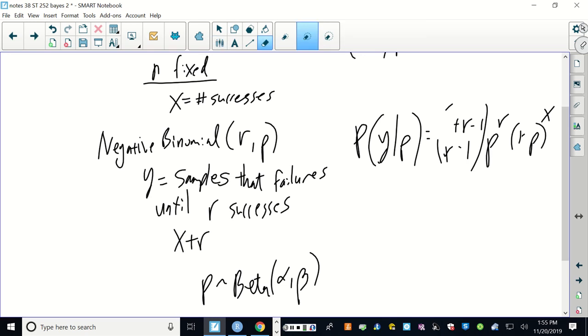This is the Y, and this is the Y. For those of you writing in pen, I'm sorry about that. Change that, but so Y is the number of samples until failures, and we do Y plus R total in there.